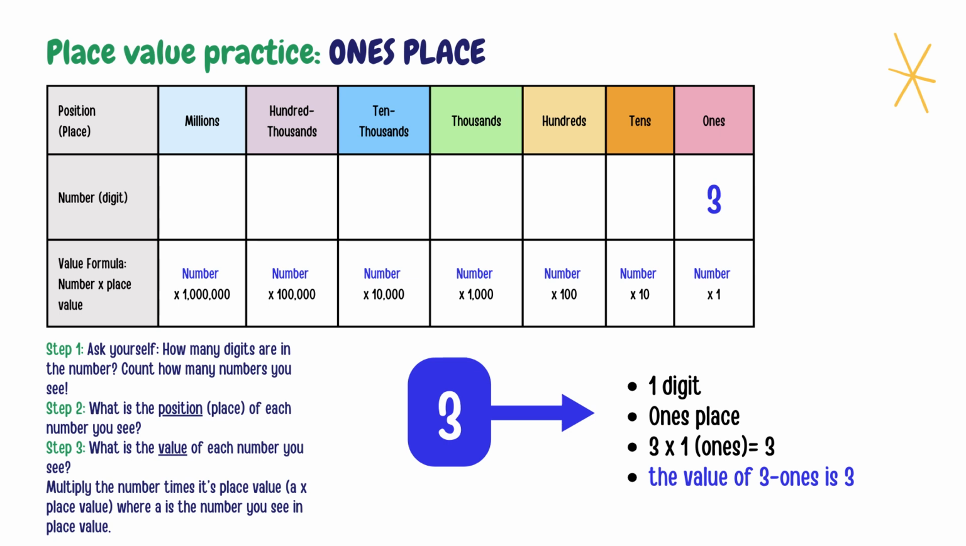Lastly, step 3, what is the value of each number you see? Because we only have the number 3, we're going to multiply the number 3 times the value formula. So that is going to be row 3. So 3 times 1 equals 3. The value of 3 ones is 3.